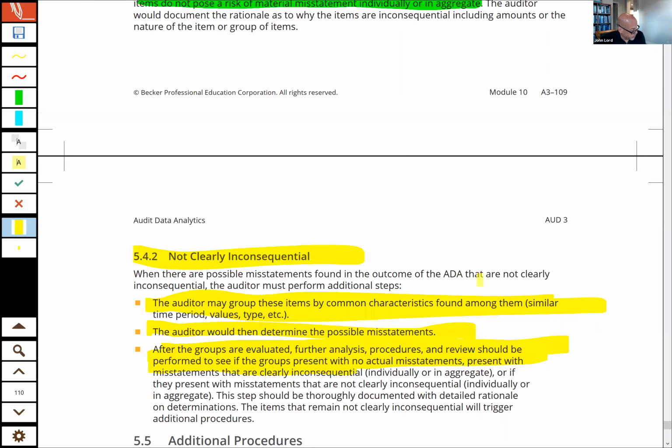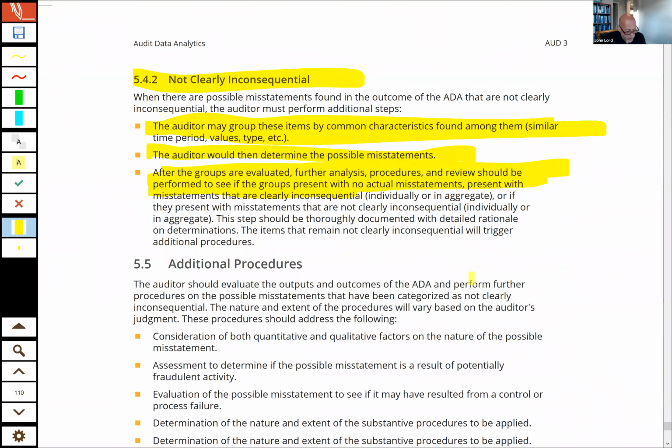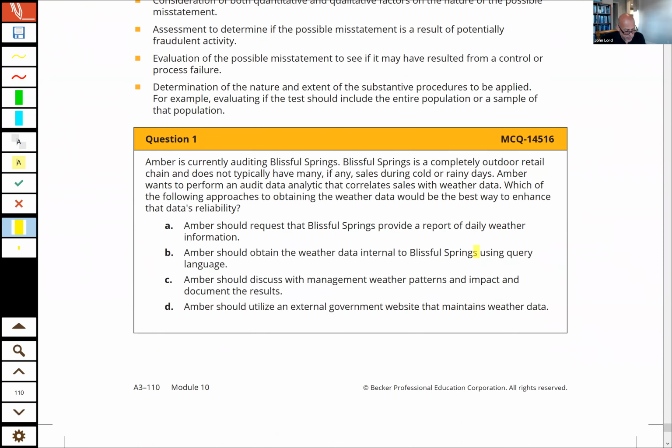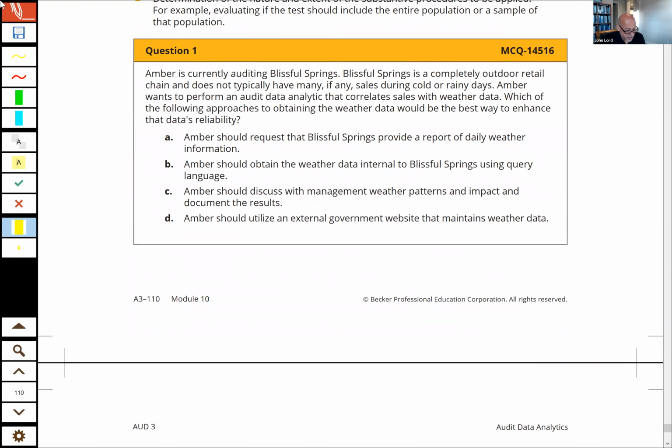Okay, good. All right, let's go ahead with that quick discussion and take a look at a couple of multiple choice questions.